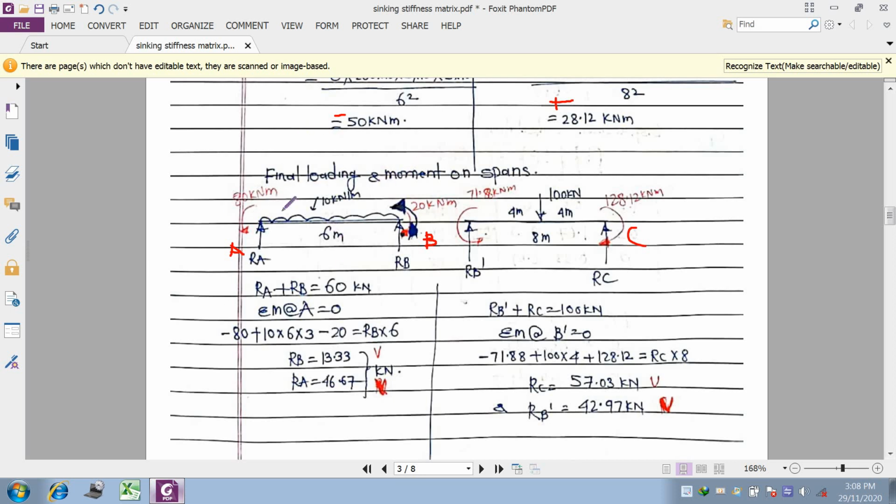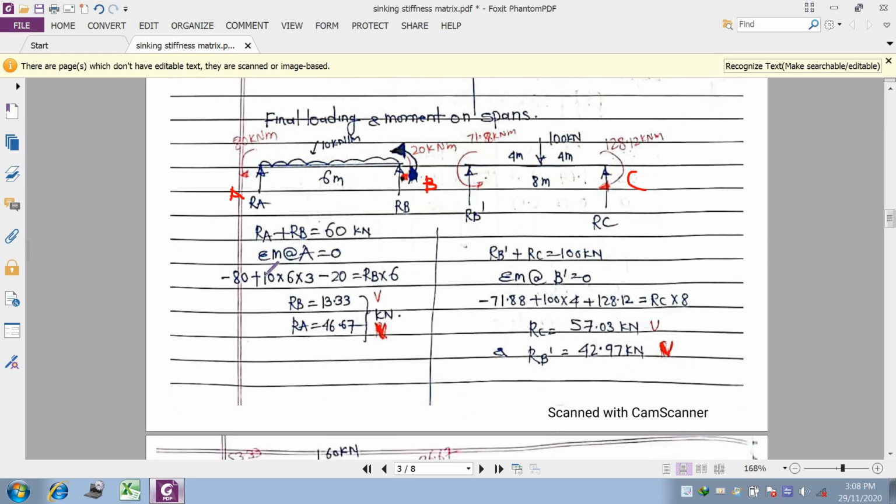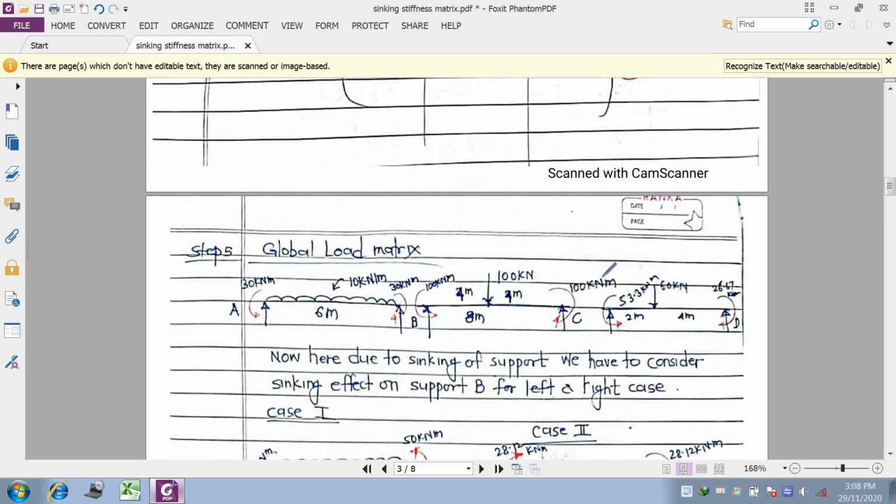moment on the span. So after calculating the final moment and incorporating the external loading, we have to calculate the RA, RB and RC reactions finally. So by the condition of equilibrium, RA and RB we can calculate like this. So RA will be equal to 46.67, RB equal to 13.33, RC equal to 57.03 and RB is equal to 42.97, like this.